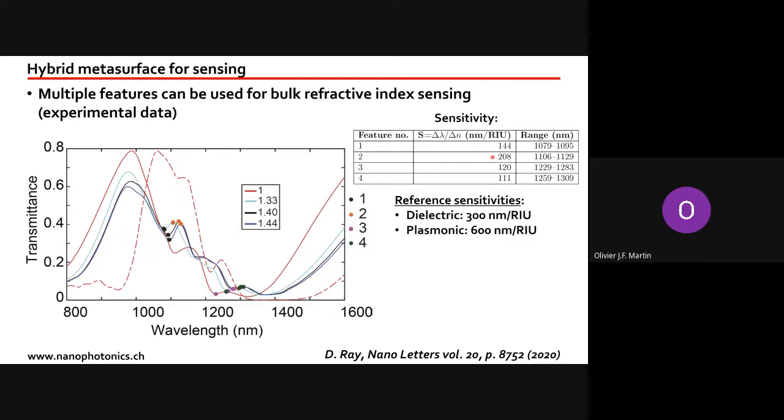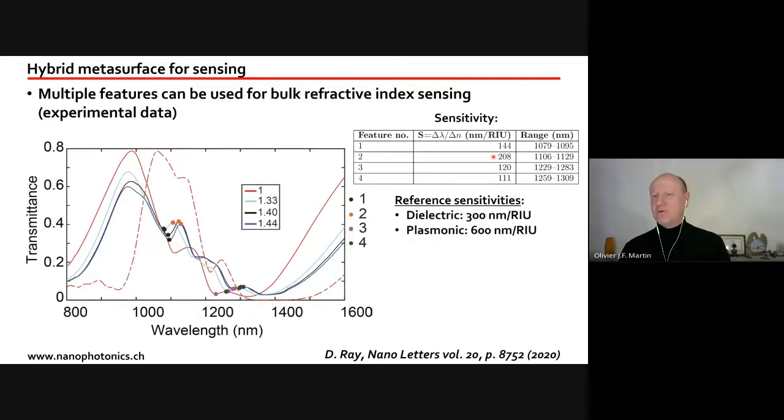The one that's the most sensitive, number 2 here, the orange feature, has actually a sensitivity of 200 nanometer per refractive index unit. So if I were to change the background where my structures are immersed by 1 full refractive index, the resonance would shift by 208 nanometer.